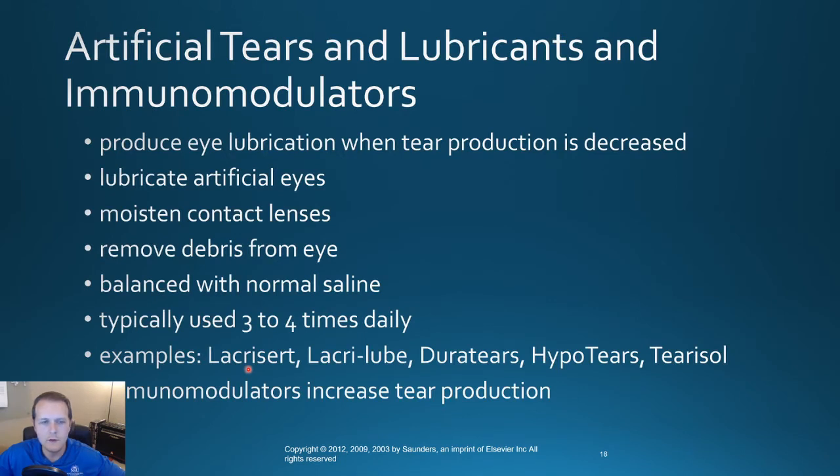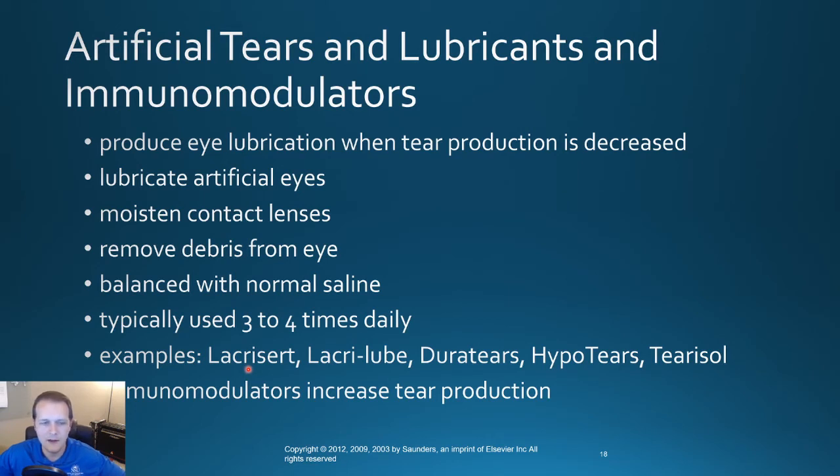Other things we can do include artificial tears and lubricants. Typically, this is going to be for patients who have, say, decreased tear production for whatever reason. They can help to moisten contact lenses, and they can help to remove debris from the eye. Typically, these are going to be things that mimic the effects of normal saline, or things that are isotonic to the eye itself. And so you have things like Lacri-Lube, Tears Naturale, things like that.